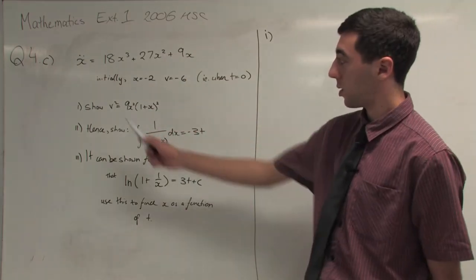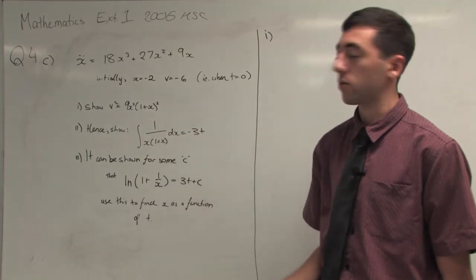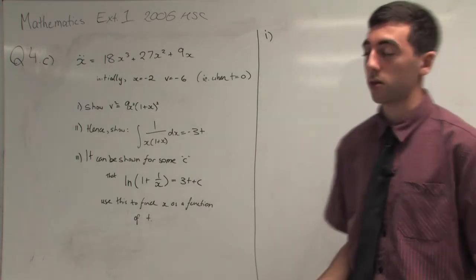So the first part of the question asks us to show v squared is equal to 9x squared times (1 plus x) squared. Okay, so how do we do this?